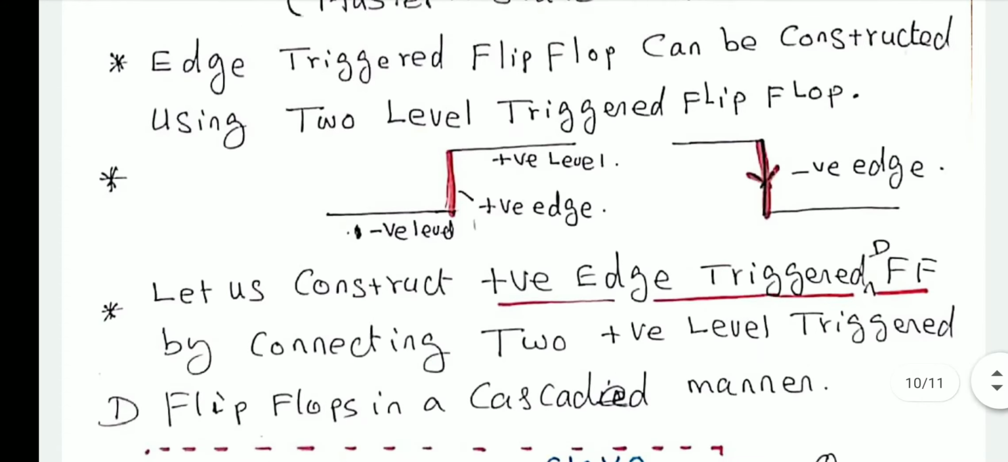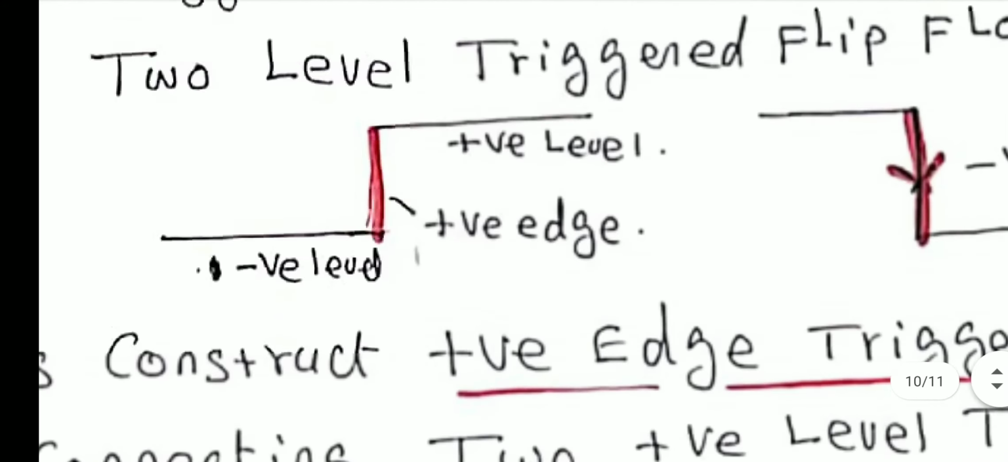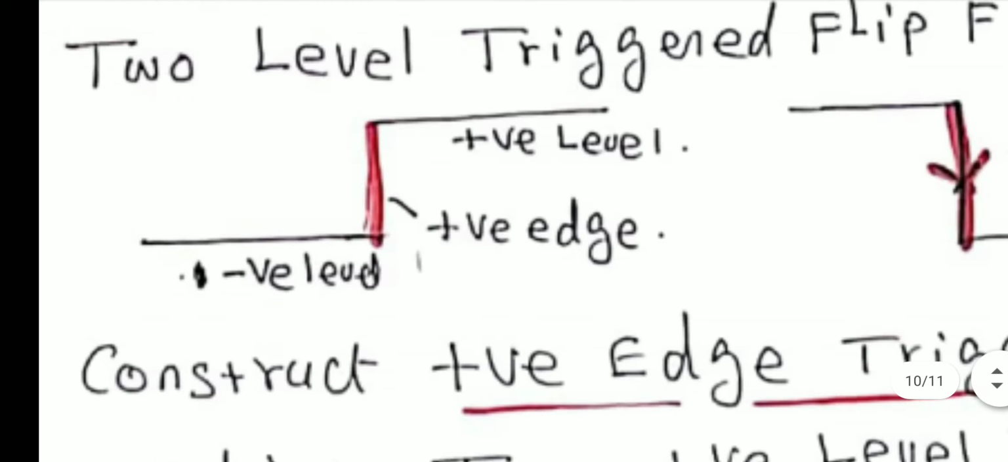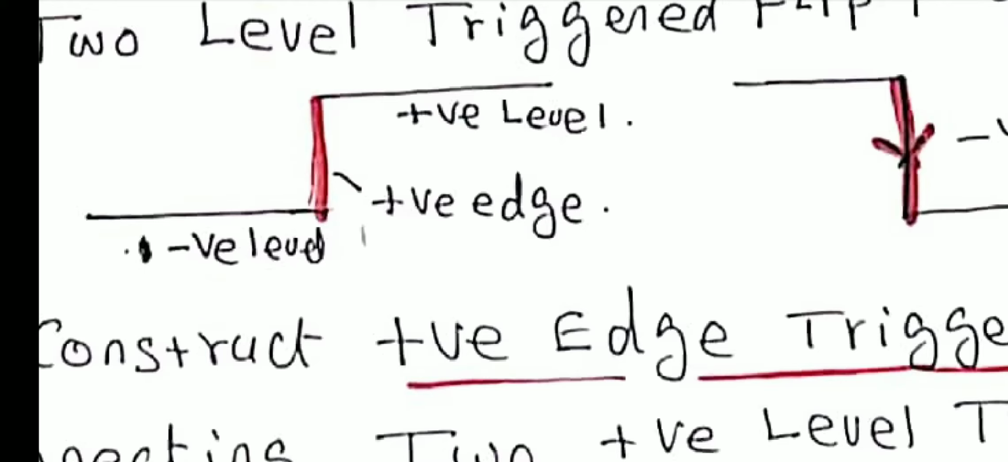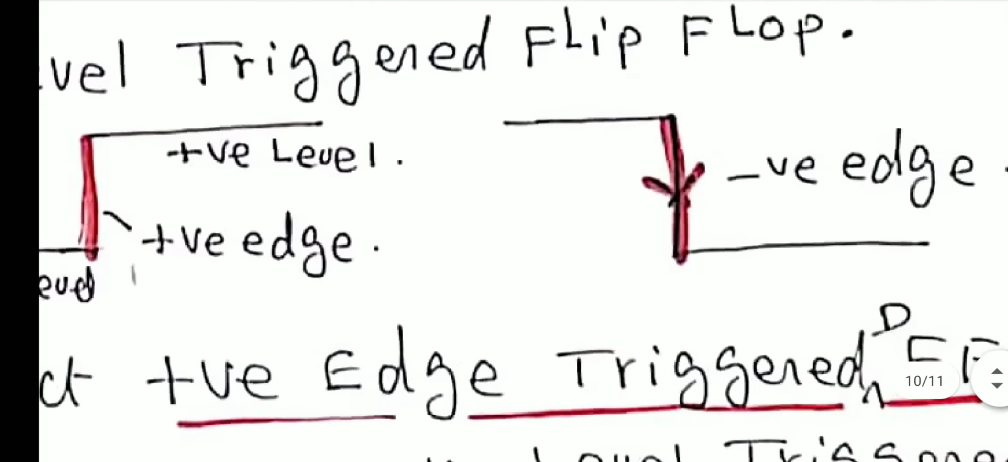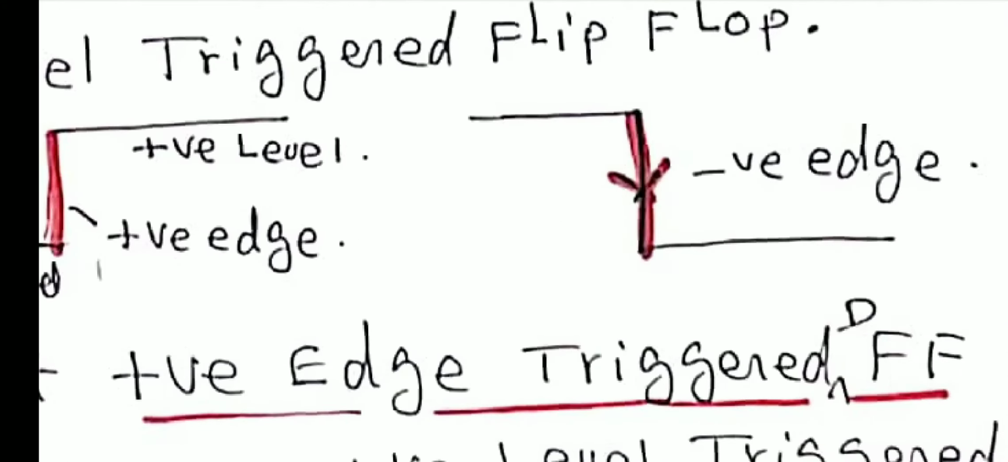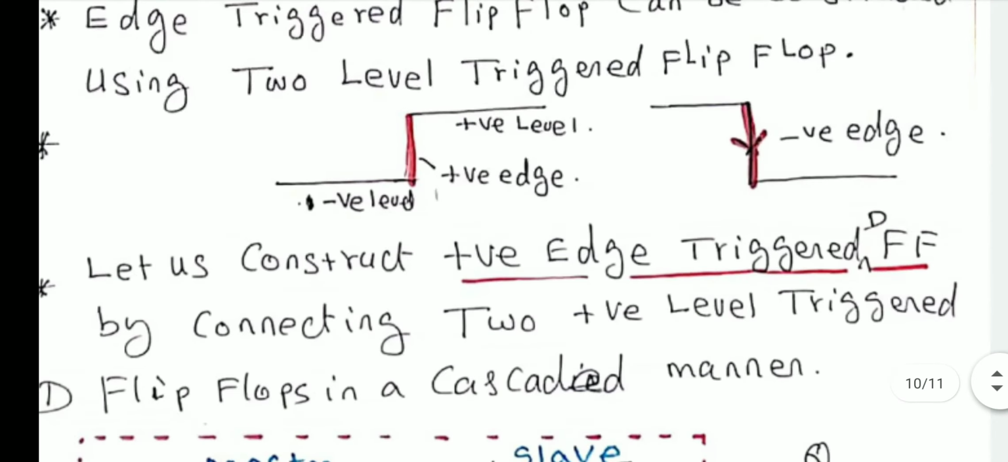Let us see what is meant by edge. Edge is nothing but the transition from the negative level to the positive level, right? Or from positive level to the negative level. The transition from negative level to the positive level is called positive edge or rising edge. The transition from positive level to the negative level is called negative edge or falling edge or trailing edge. Now let us construct the positive edge triggered D flip-flop using positive level triggered flip-flops.